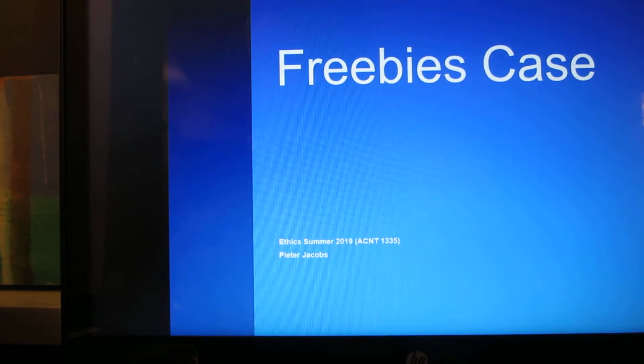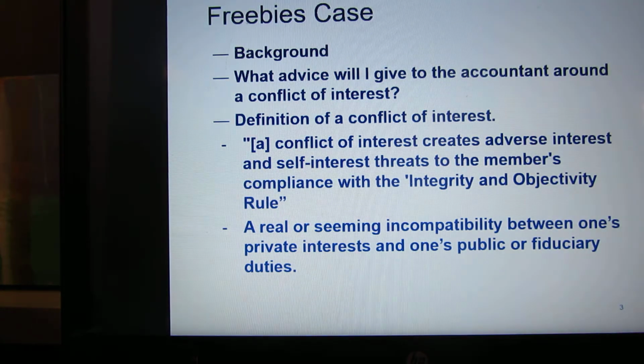In tonight's case, we examine the case of a professional accountant providing free professional services to his fellow employees. So the background to the case revolves around a professional accountant who is employed as a financial analyst at the town of Pinecrest.